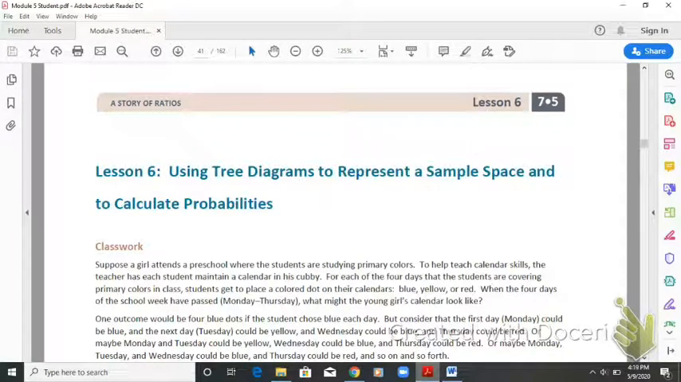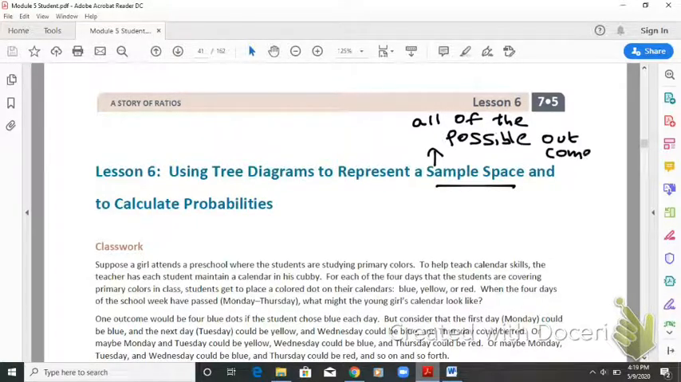Alright, so today we're going to be learning about using tree diagrams to represent a sample space and to calculate probabilities. We'll talk more about tree diagrams when we look at an example, but first I want to talk about a keyword, sample space. I'll write the definition here: sample space is all of the possible outcomes. So sample space is another phrase for all the possible outcomes.